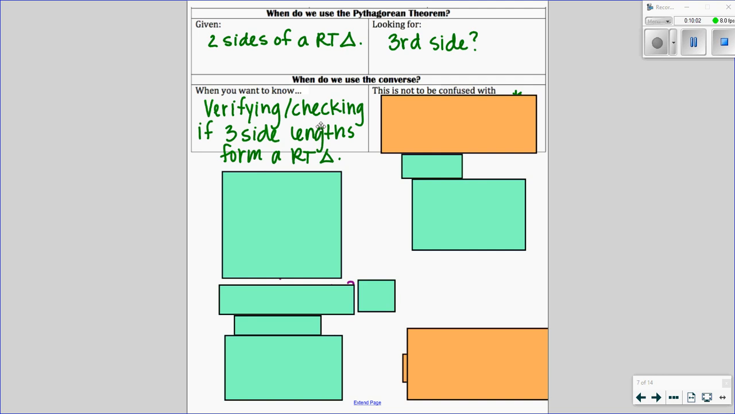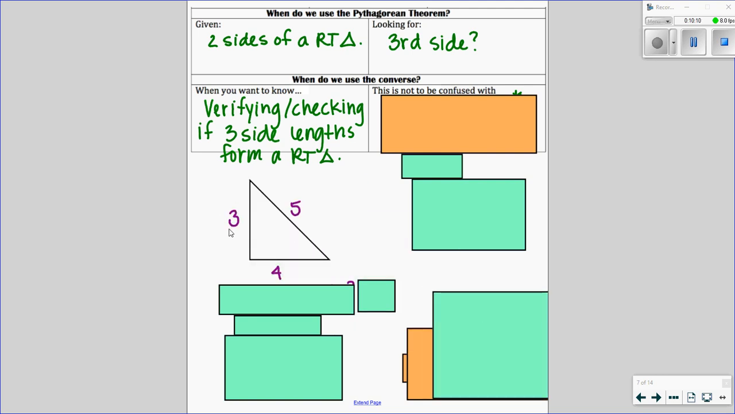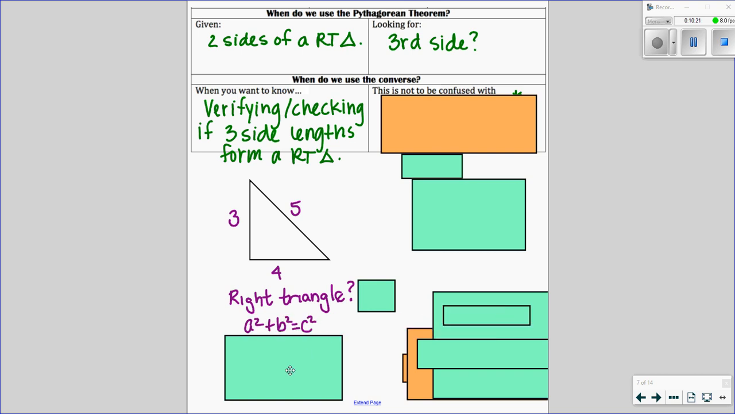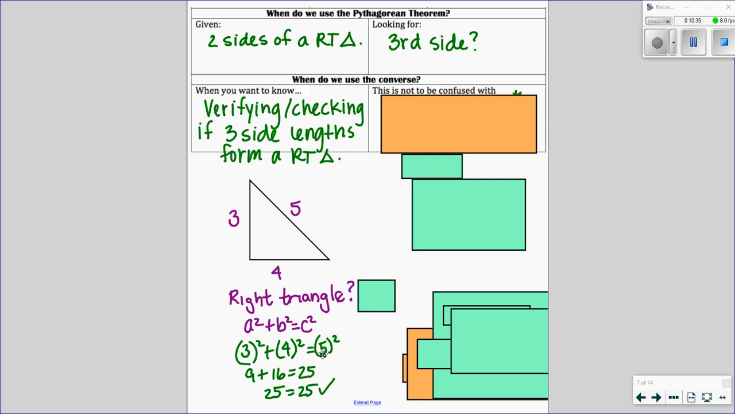So basically you're verifying, you're checking to see if the three sides that they gave you will give you a right triangle. And in order to do that, let's say that they gave you the three sides, 3, 4, 5. You ask yourself, is it a right triangle? You would use the Pythagorean theorem, a squared plus b squared equals c squared. You plug in your numbers, and remember, the hypotenuse is always opposite the right angle. So basically, you're trying to verify that these three numbers will give you a right triangle. And when you plug in the numbers in the appropriate place, you can see that 25 equals 25. So this is definitely a right triangle.